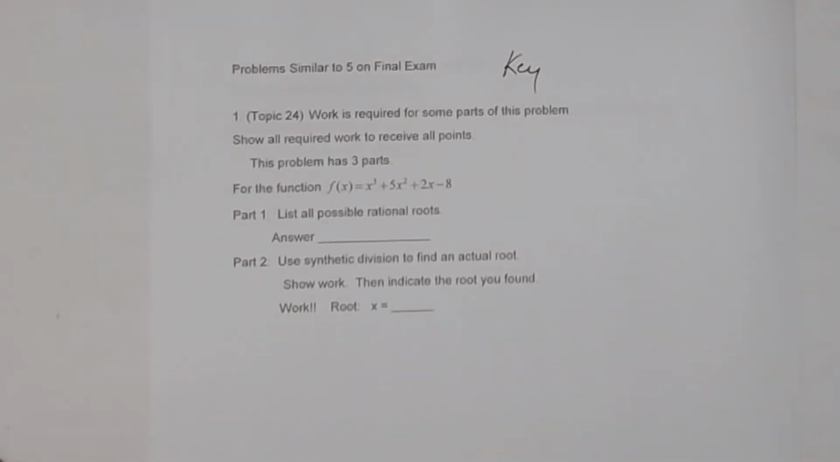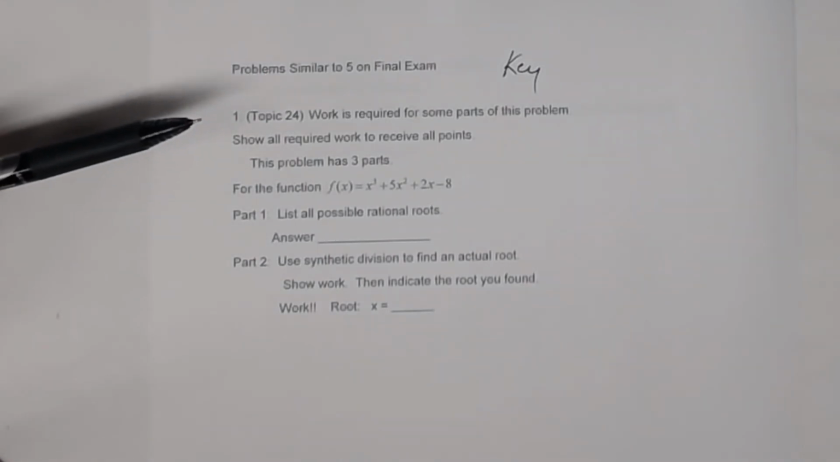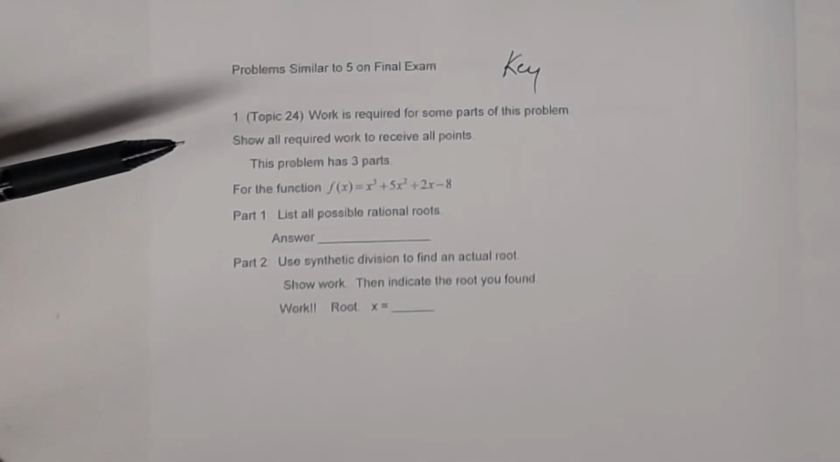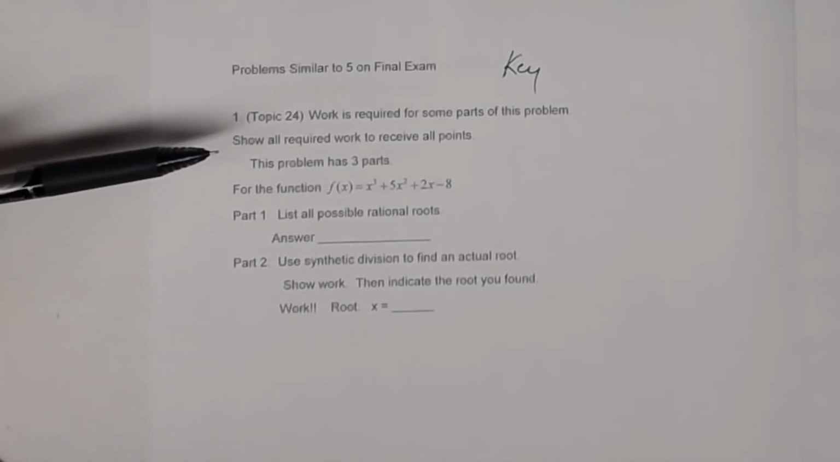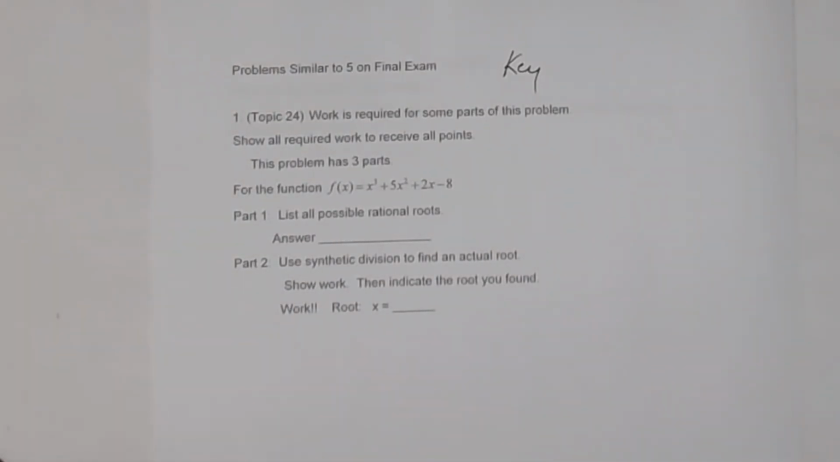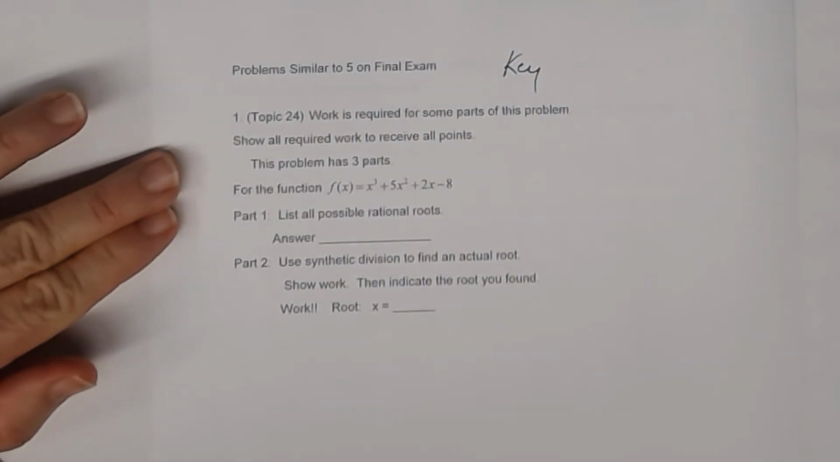Okay, so this is the key to the 5 practice problems that are similar to those on the final exam. So in the first one, and this is topic 24, it says work is required for some parts of this problem. Show all required work to receive all points. And this problem has 3 parts.